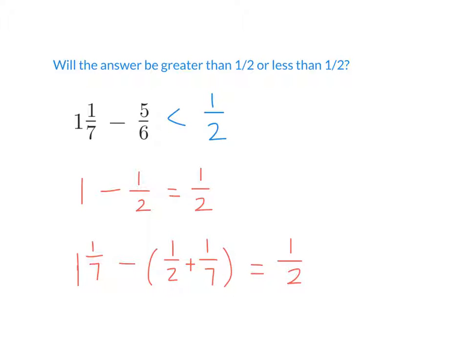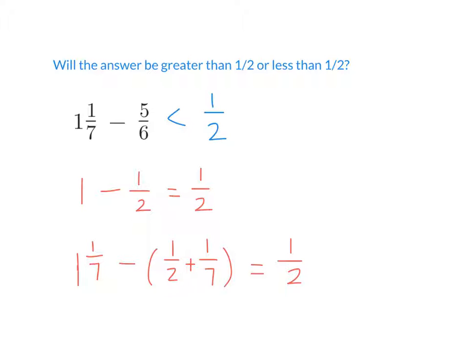Do you guys see how I thought about that? Talk to your table group. How did I come up with the fact that if I have 1 and 1/7, in order to end up with exactly 1/2, I have to take away the sum of 1/2 plus 1/7? If I know that if I have 1 and 1/7, I'd have to take away 1/2 plus 1/7 in order to get to 1/2 exactly, right?